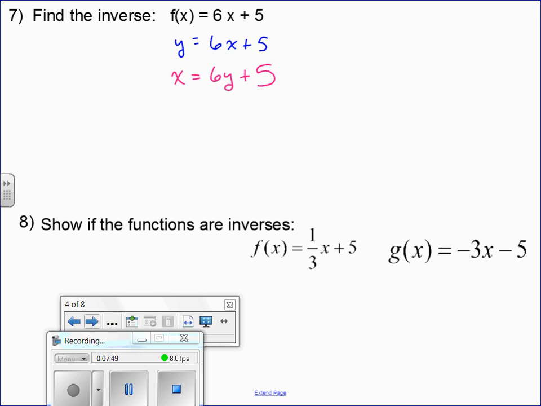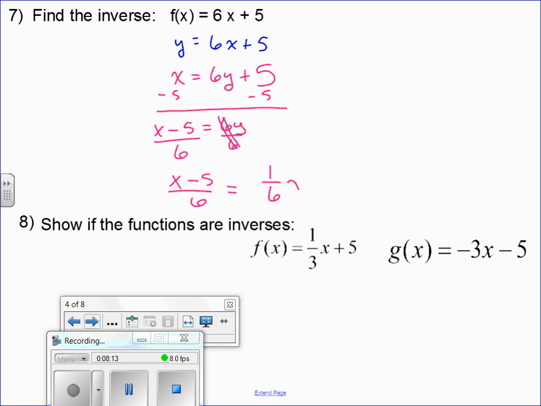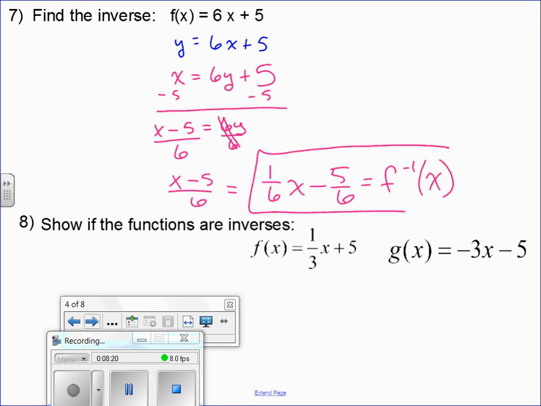My resolve step involves getting y by itself once again. So you're going to subtract your 5 from the right-hand side over to the left-hand side, giving you x minus 5 equals 6y, and finish it off by dividing by 6. So you can either leave it like that as x minus 5 over 6, or you can write it in slope-intercept form. That would end up looking like 1/6x minus 5/6. But in the end, you don't want to have that y there. You want to call it f inverse of x in your final answer. I'll just go ahead and put my box around this final answer. F inverse of x equals 1/6x minus 5/6.